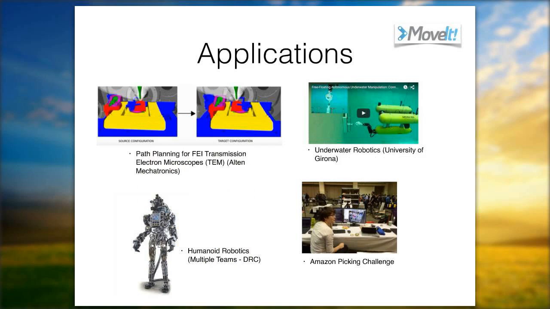There's a ton of applications that have been developed on top of MoveIt, and I just put in a few here. I'm sure there's a ton more that I could have listed. A pretty unique one is path planning for transmission electron microscope. So not traditional robotics the way we think about it, but a different place in which MoveIt and motion planning is being used. Of course, in the DRC, we saw a bunch of different humanoid robotics teams using MoveIt. We also saw it being used at the Amazon Picking Challenge. And like I mentioned, we'll see a talk about its use in underwater robotics as well.